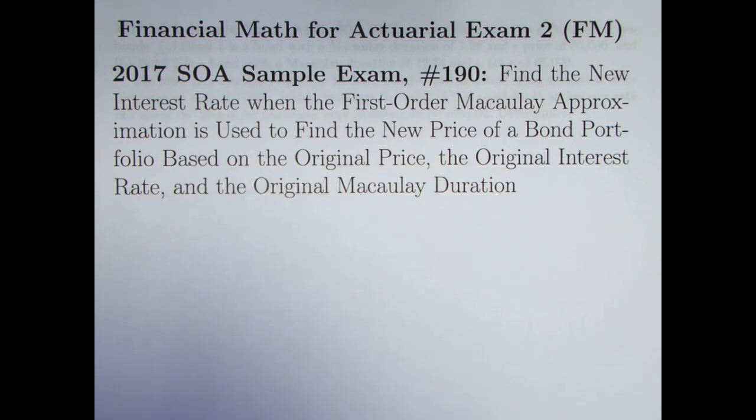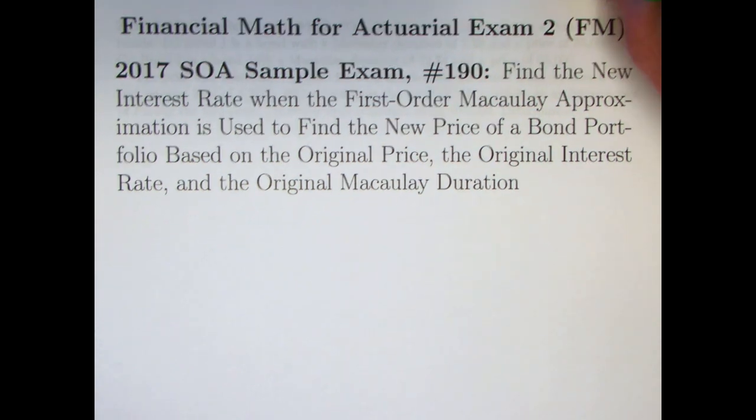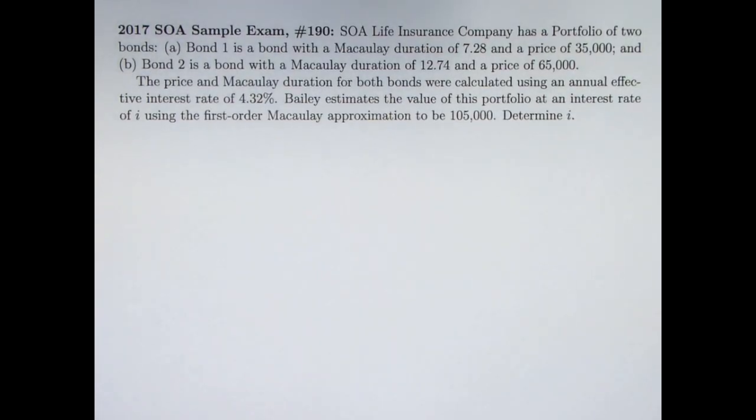In the 163rd video on Financial Math for Actuarial Exam 2, we're going to look at 2017 SOA Sample Exam problem number 190. We've been looking at these sample exam problems recently because they really provide you with what you need, more so than the exercises in Broverman's book. We'll be finding the new interest rate when the first-order Macaulay approximation is used to find the new price of a bond portfolio based on some information. That information is the original price, the original interest rate, and the original Macaulay duration. And it is a portfolio that we're dealing with here.